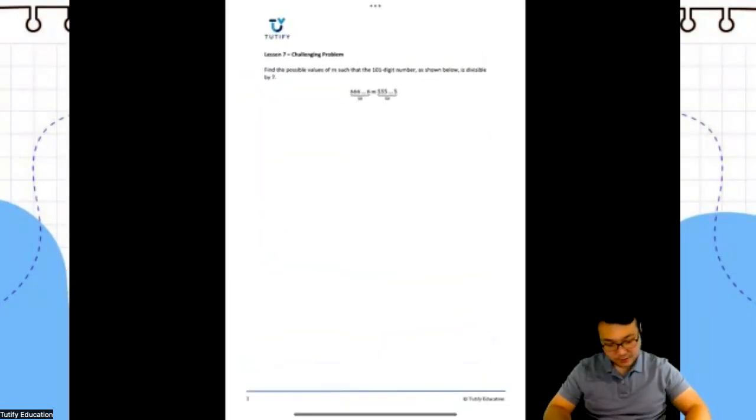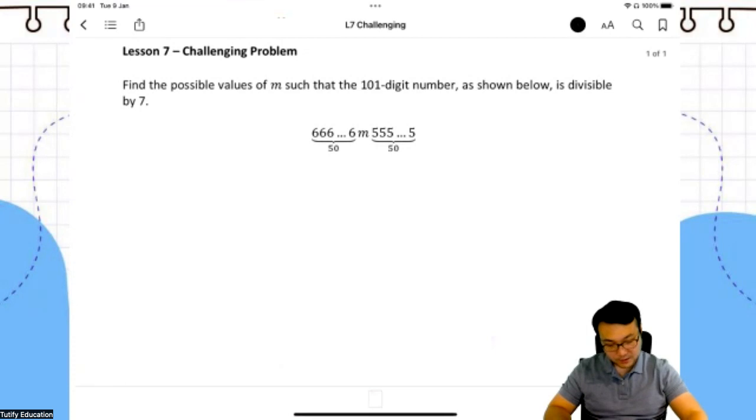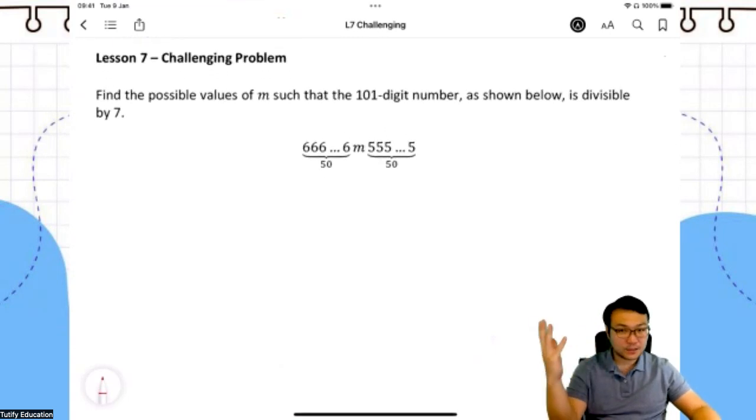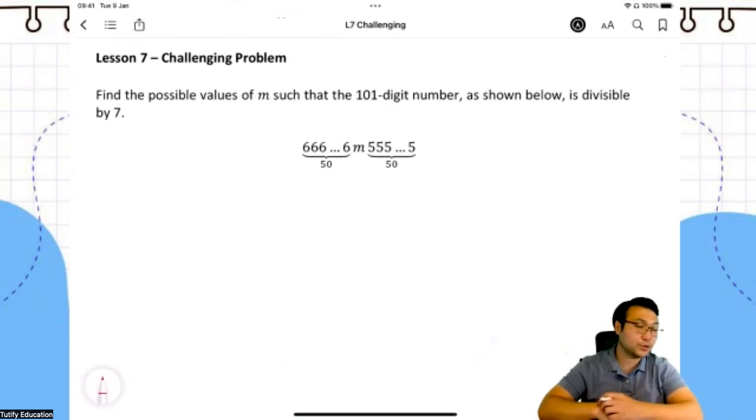Okay, take a look at this. I would like to ask Janelle to volunteer for this challenging question. Okay, Janelle, there is a very long number which has 101 digits, and they are telling you it's divisible by 7. Can you tell me which divisibility rule you are going to use?